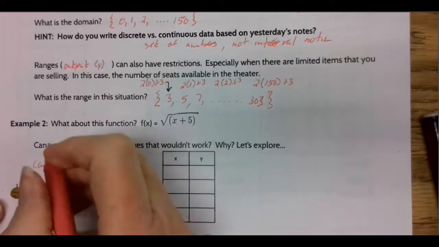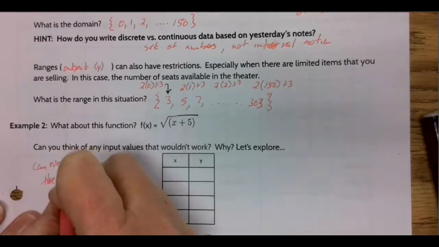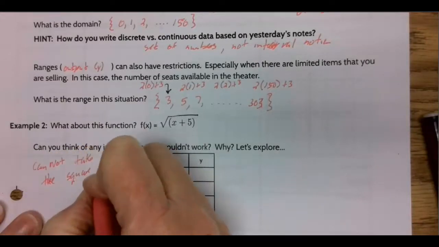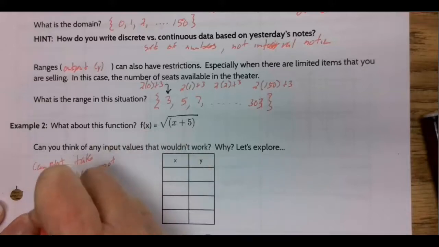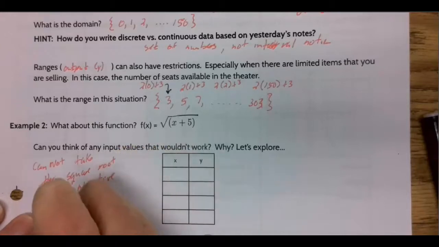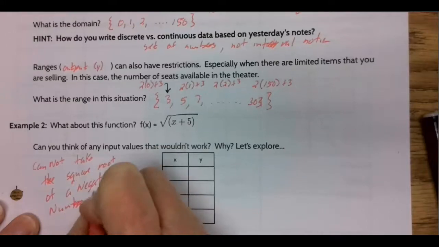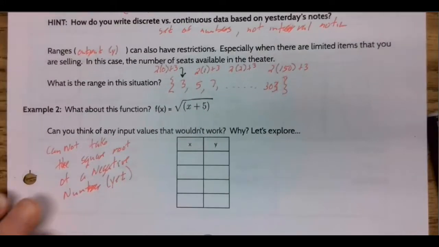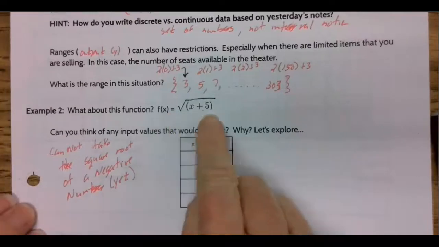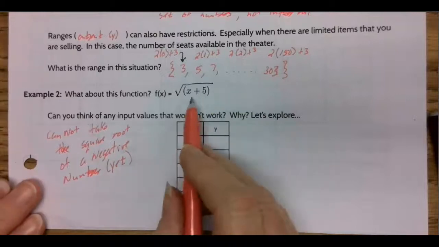You cannot take the square root of a negative number yet. When you get further on into algebra, in Algebra 2, you'll learn how to take square roots of negatives. Right now, we can't do that. So that's going to restrict our domain. That's going to restrict what we can plug in for x. So we cannot have this be a negative number.